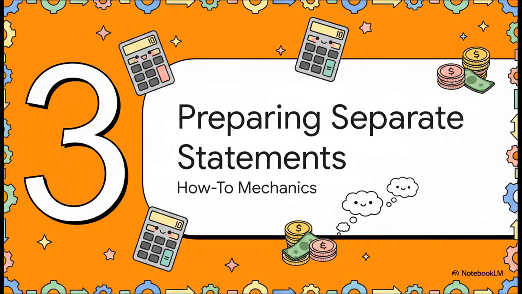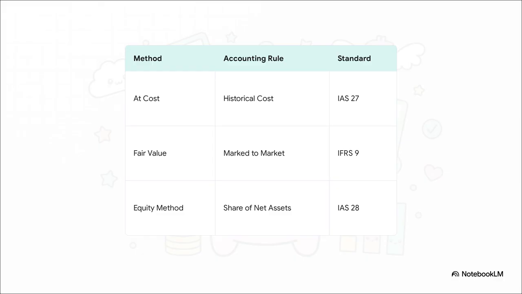All right, Section 3, Preparing Separate Financial Statements. Let's get into the actual mechanics. When a company actually sits down to prepare these separate statements, the standard gives us a very strict rule of 3 for our accounting methods. You have to account for your investments in one of 3 ways: at cost, in accordance with IFRS 9, which generally means fair value, or using the equity method as described under IAS 28.